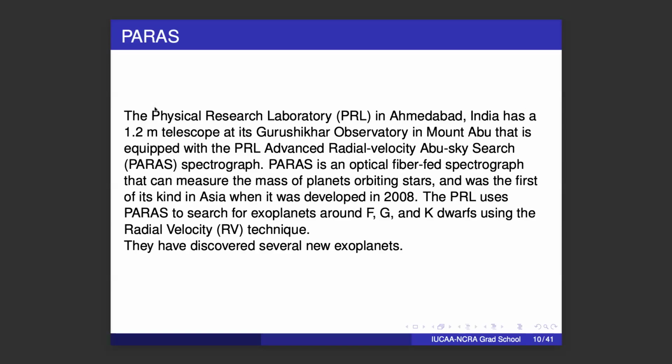And the PRL uses PARAS to search for exoplanets around F, G and K dwarfs using the radial velocity technique. And they have discovered several new exoplanets. They haven't discovered hundreds or thousands of them, primarily because this kind of technique has always been less efficient. The transit technique with space-based telescopes is infinitely more efficient.